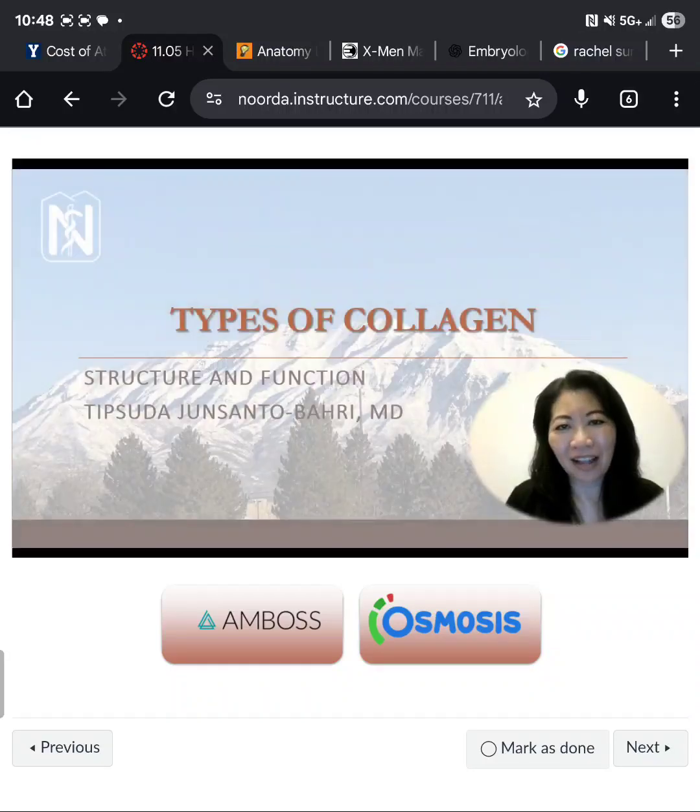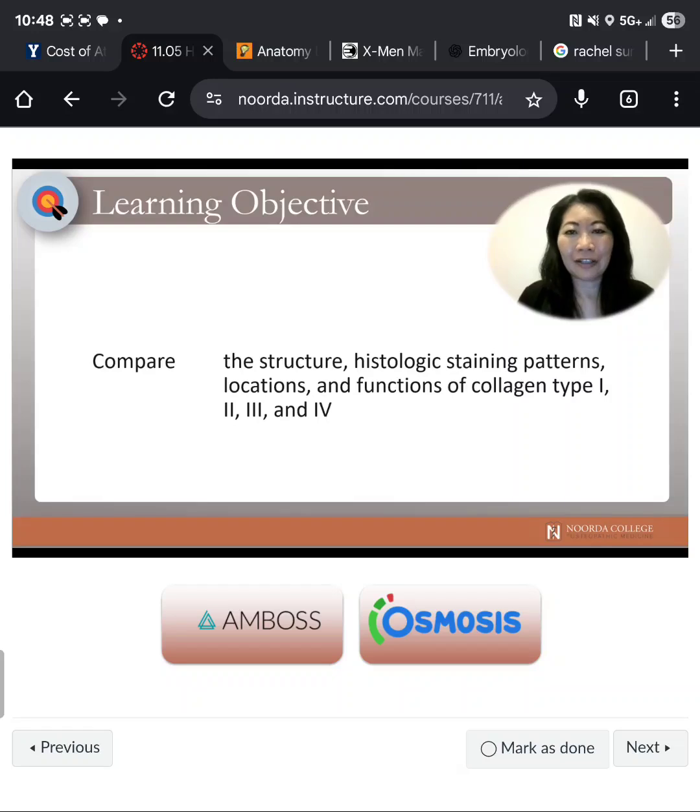We're going to talk about types of collagen. By the end of the session, I want you to be able to compare the structure, histologic staining patterns, location, and functions of collagens type 1, 2, 3, and 4.